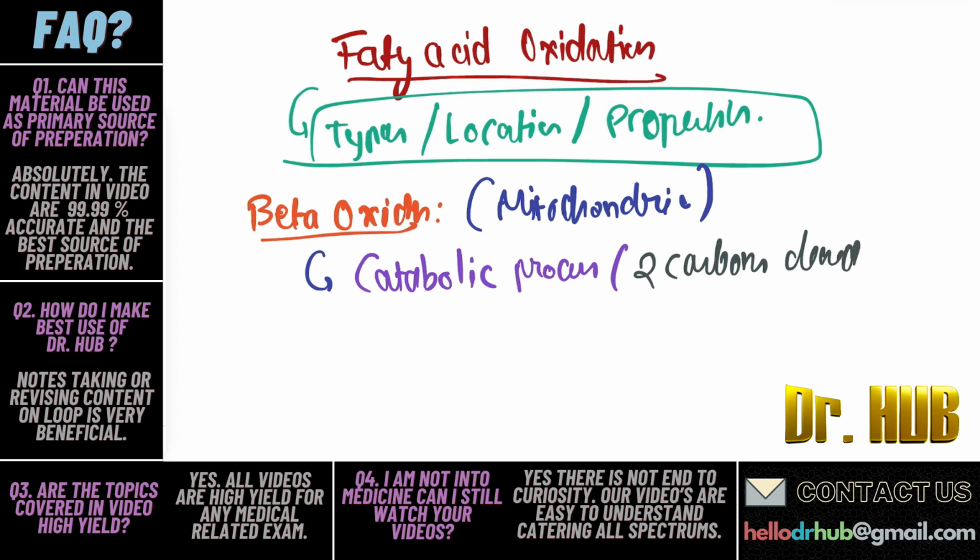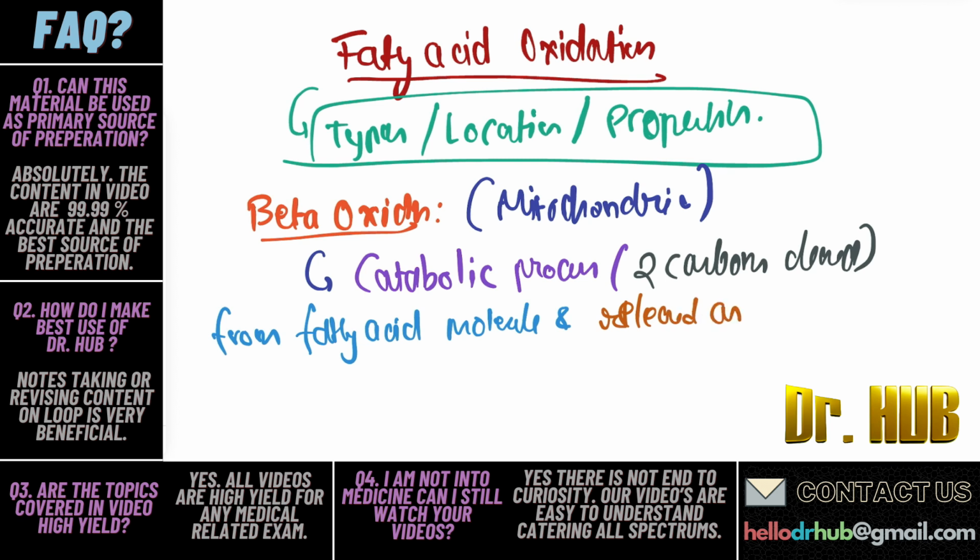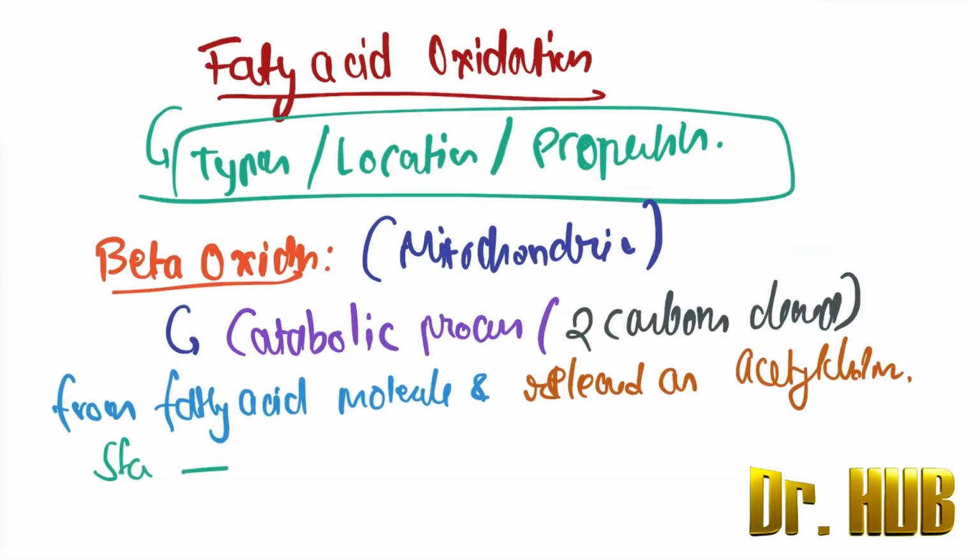So two carbons are cleaved from the fatty acid molecule, and it is released as acetyl CoA, and it starts from the carboxyl end.